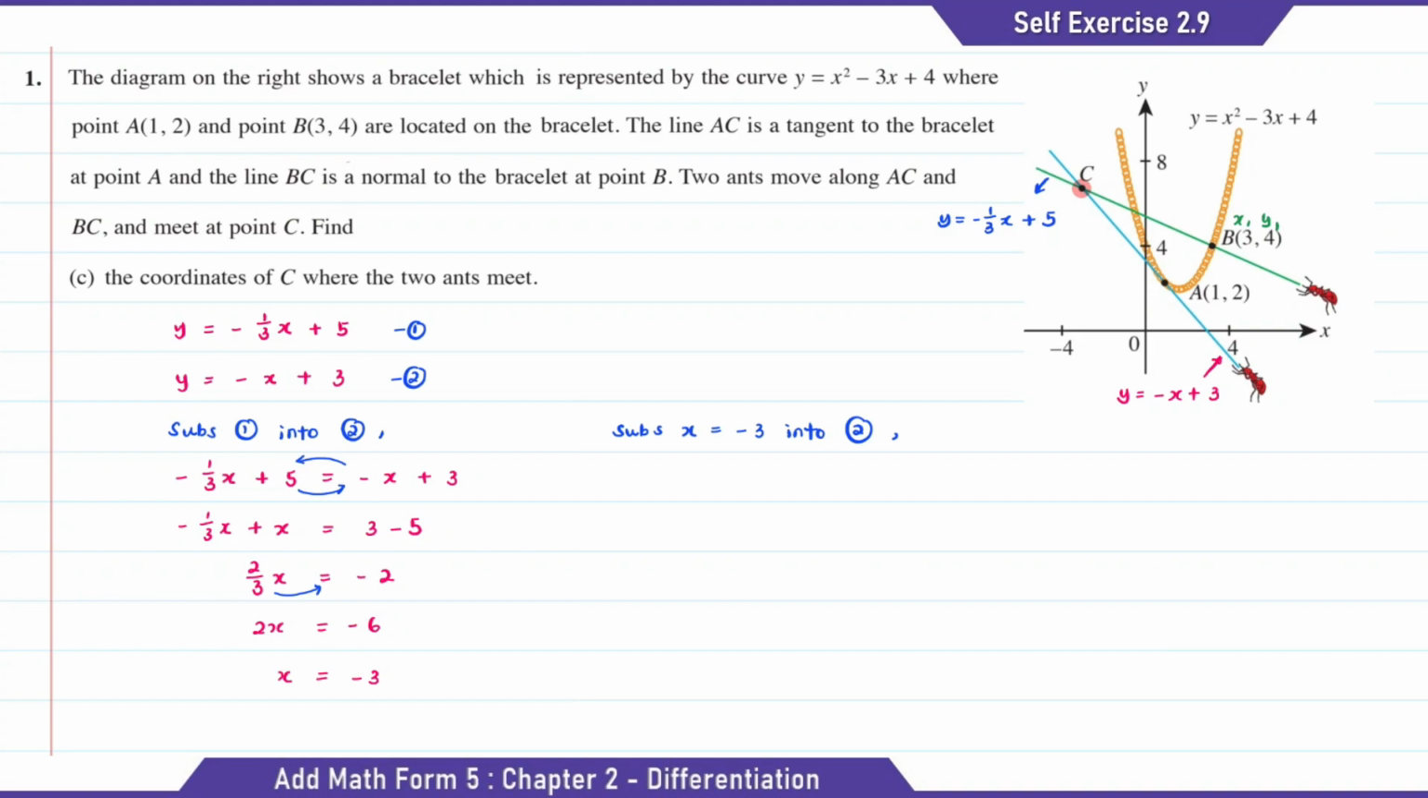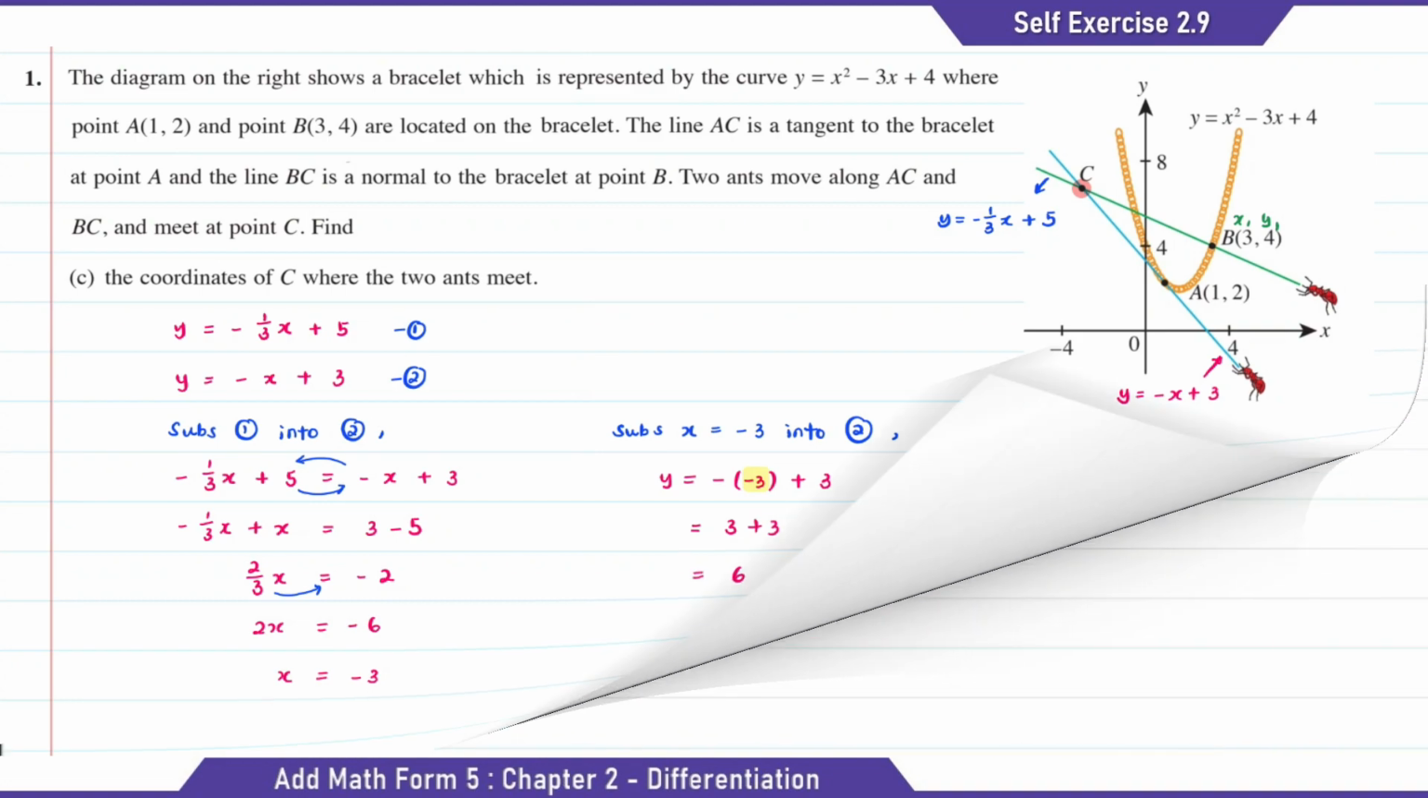To find the coordinate y, substitute x equals negative 3 into equation 2. This is equal to 3 plus 3, which is 6. Then the coordinates of point C will be (negative 3, 6).